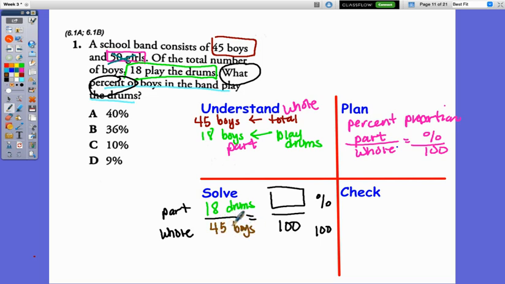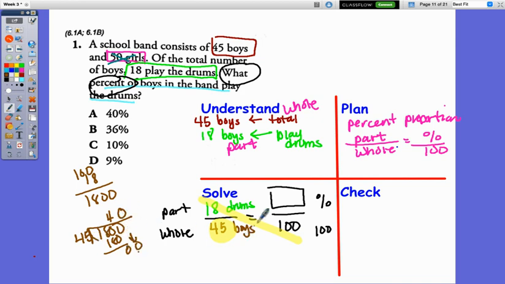And that's my total. Once I have this, we are in a cross product situation. We're going to multiply across. So I get 18 times 100, and we should know that is 1800. And then we divide by our leftover. So I have 1800 divided by 45. 45 goes into 180 four times, and then 45 goes into 0 zero times. So my answer goes right here. It is 40%. The answer is A.